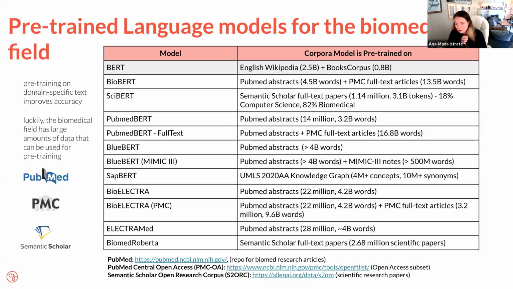SciBERT is trained on Semantic Scholar full text papers. So these are more scientific research articles, and also contain papers in computer science. So you have these model variations. You go from Electra to BioElectra, or Roberta to Biomed Roberta.